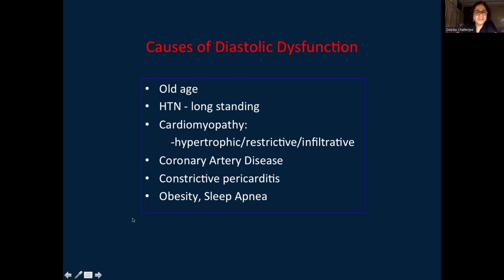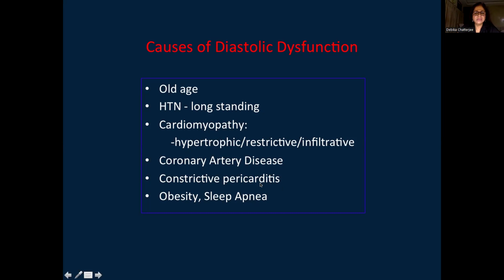And the next cause is long-standing hypertension. Then cardiomyopathy, the myocardial disease, be it hypertrophic, restrictive, or infiltrative cardiomyopathy, you get some grade of diastolic dysfunction. Coronary artery disease leading to hypokinesia or akinesia or scarring. So all these are abnormalities of the myocardium, where the myocardium cannot relax. A scarred myocardium cannot relax, leading to diastolic dysfunction.